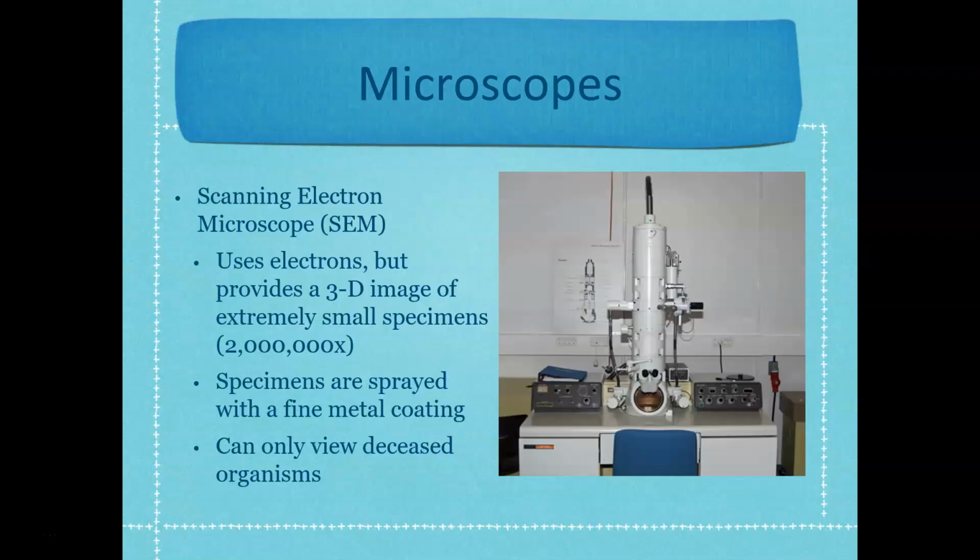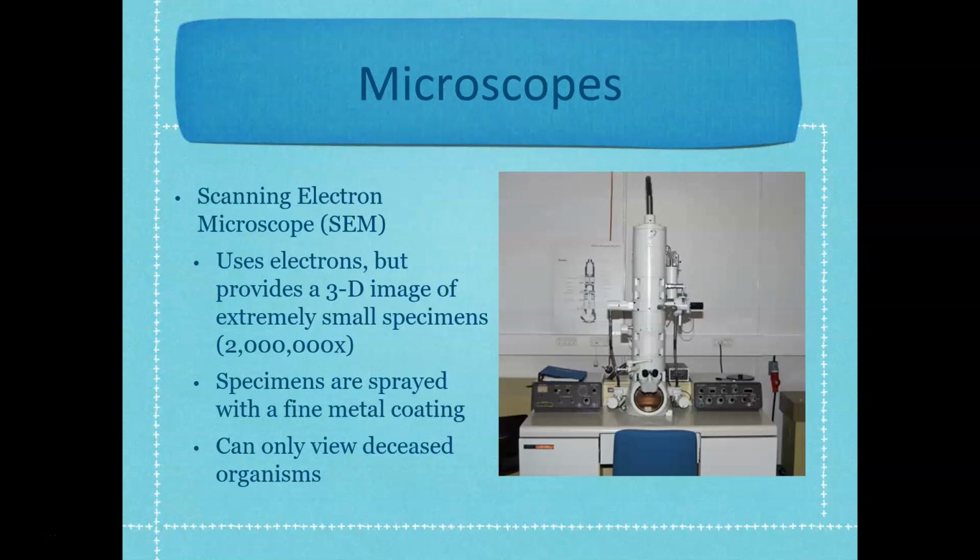Now, transmission sees inside. Your scanning electron microscopes see the surface, which is also pretty cool. Still can only see dead organisms because, once again, all right, here's one of these microscopes. This is a vacuum chamber. I've got to suck the air out of it. But I also have to spray my specimens now with a really fine metal coating. If I started spraying you with metal, your body's not going to like that so much.